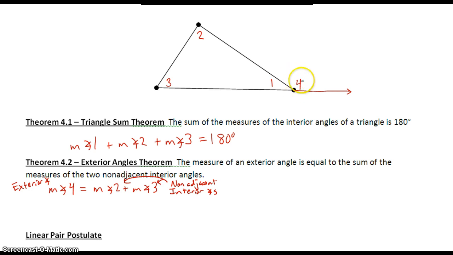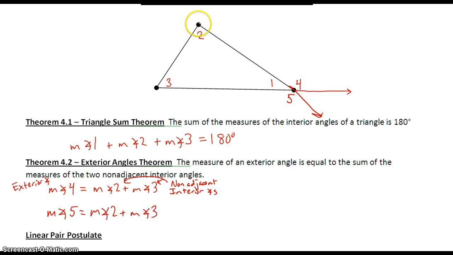But this angle is not the only exterior angle. If I extend this side of the triangle, I create another exterior angle that I'm going to call angle 5. And if you look, angle 5 will also be equal to the sum of these 2 non-adjacent interior angles.